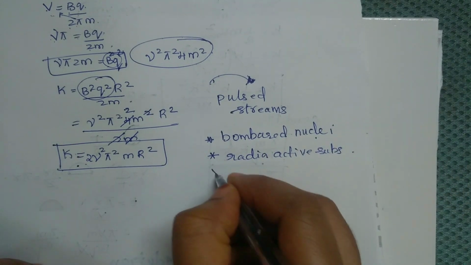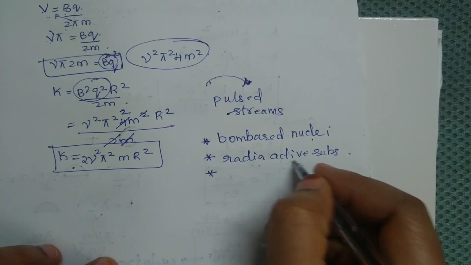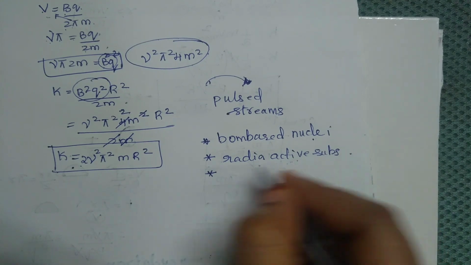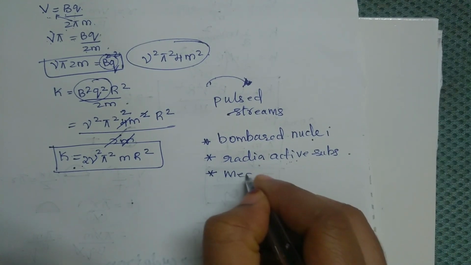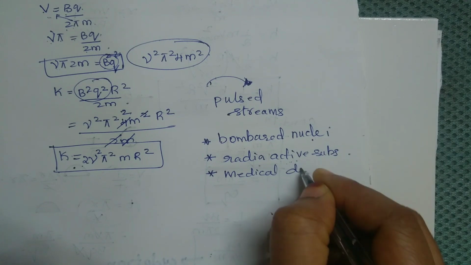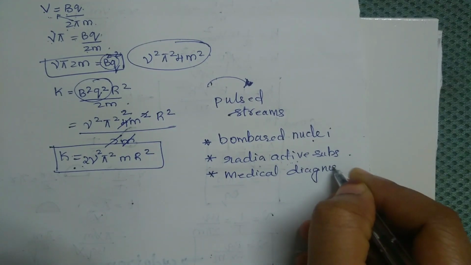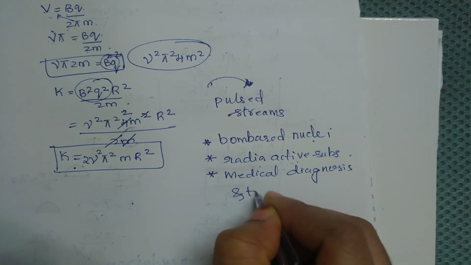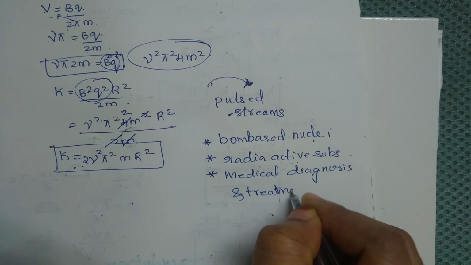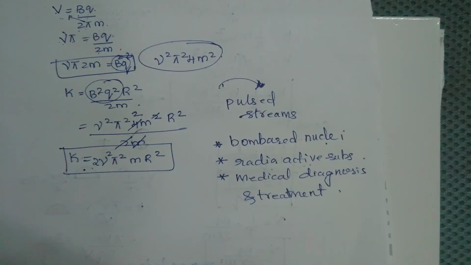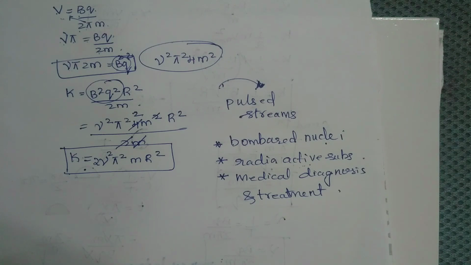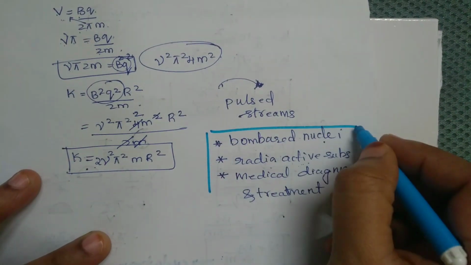and these radioactive substances are used in medical diagnosis and treatment. So these are the uses of cyclotron. Hope you have understood the construction, working and the uses of cyclotron.